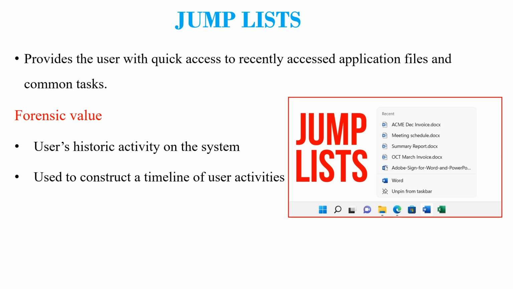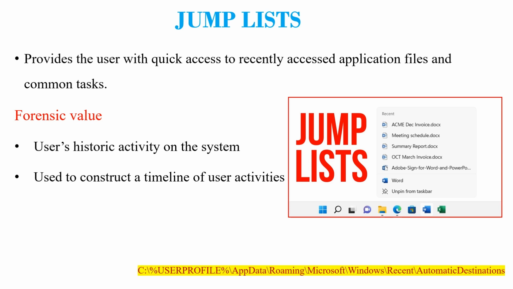So you can view the jump files by visiting this location on the computer system, that is automatic destinations. These are created automatically when the user opens a particular file or an application. And tools like Jump List Explorer can be used for examination of these files.